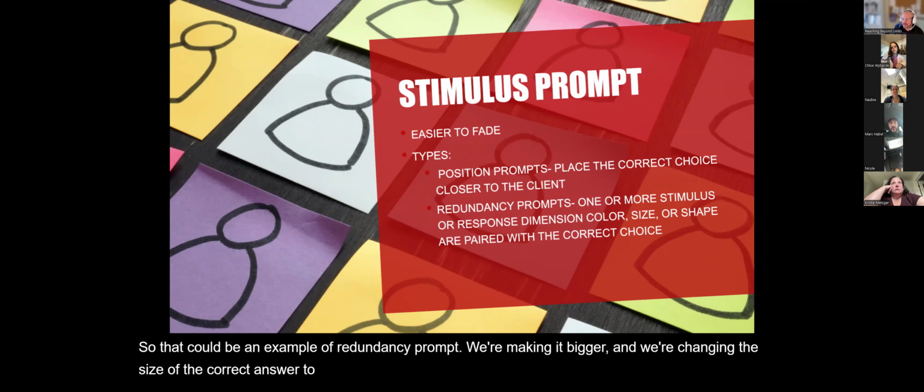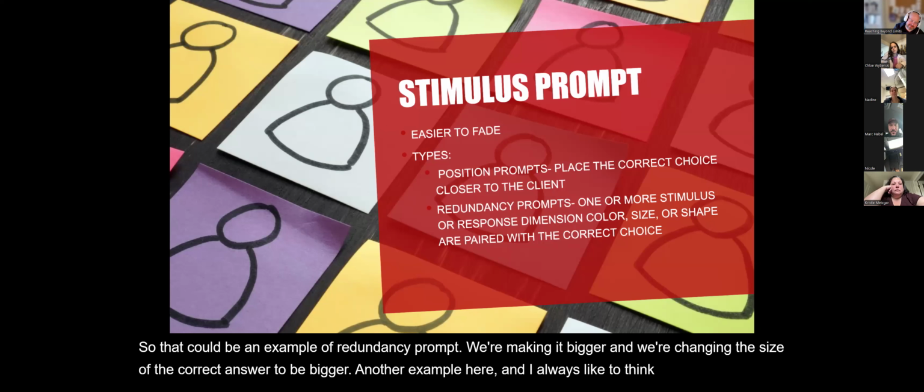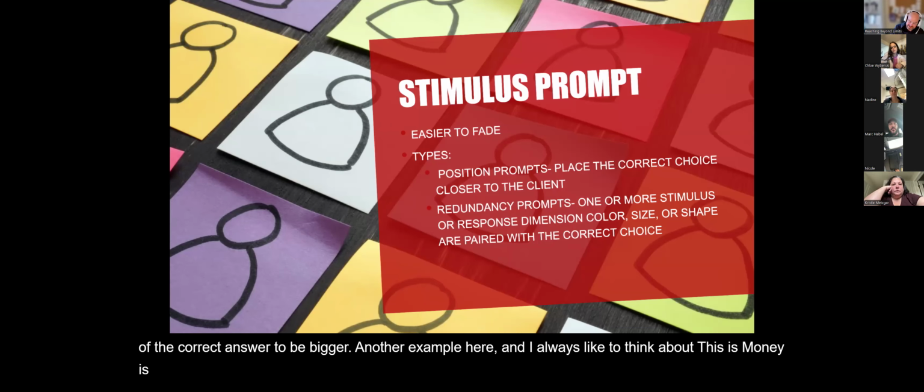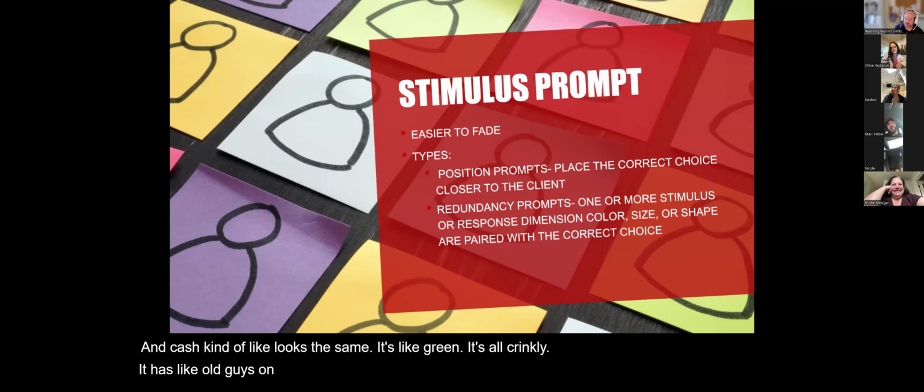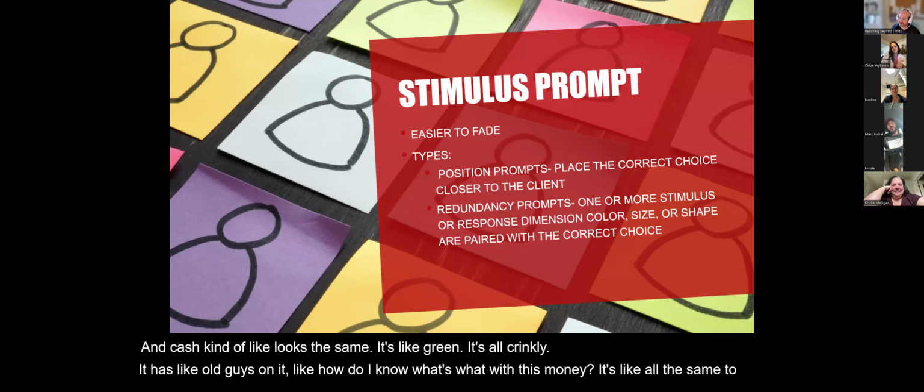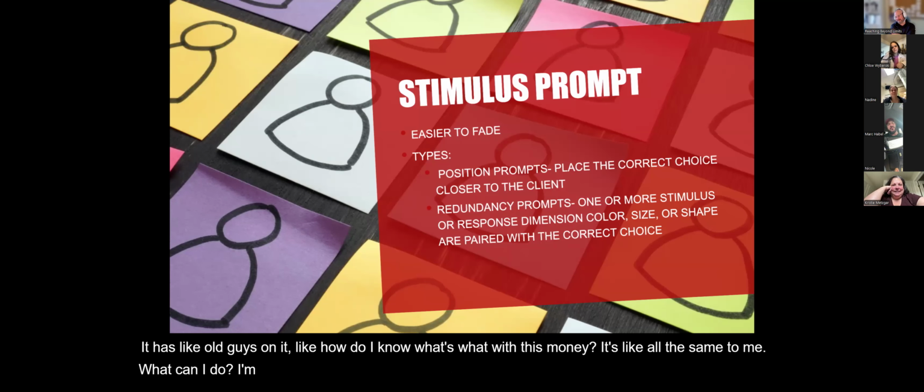Another example here, and I always like to think about this, is money, is cash. Cash kind of looks the same. It's green, it's all crinkly, it has old guys on it. How do I know what's what with this money? It's all the same to me. Well, what can I do? I'm not going to give you guys an answer. What can I do?